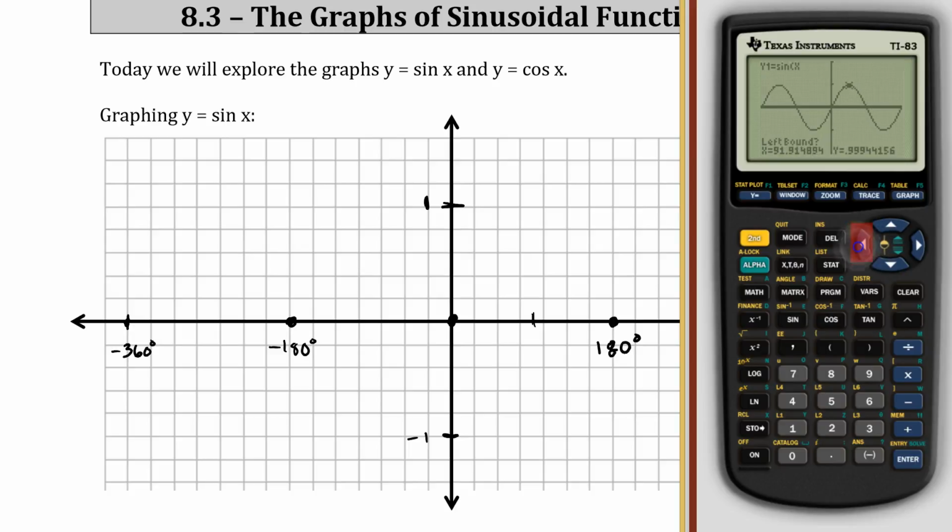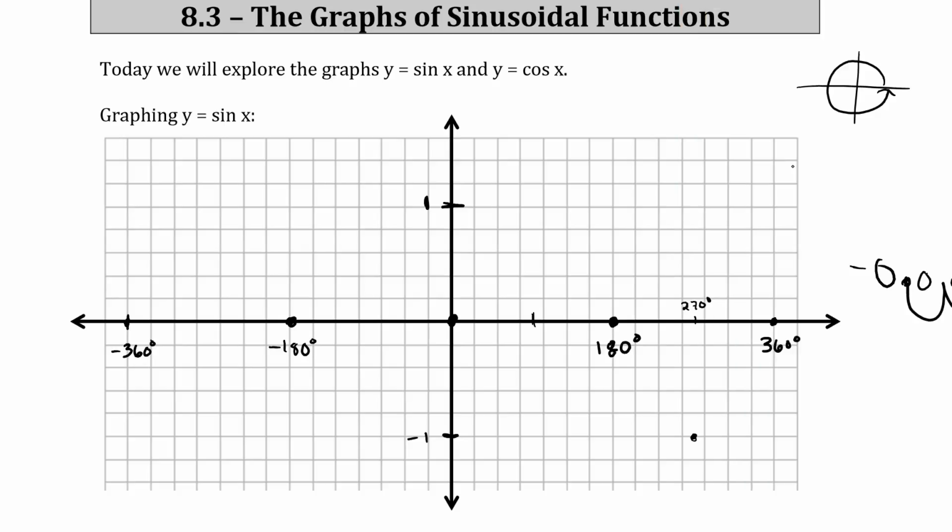Oh, come on, buddy. There we go. Left bound. Going over. Right bound, enter. Well, look at that. The maximum occurs at 90 in the x and 1 in the y.